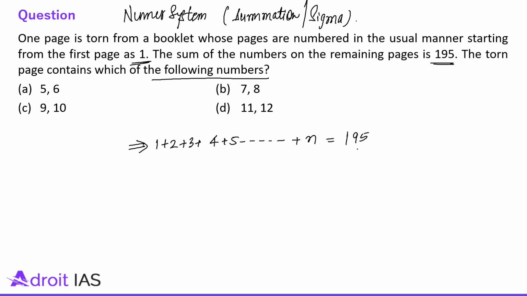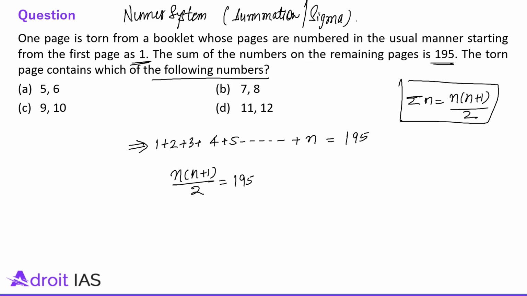Okay, so n into n plus 1 divided by 2 is equal to 195. The formula for summation n is n into n plus 1 divided by 2. Here it is given as 195. So n into n plus 1 is equal to what? It is equal to 390.